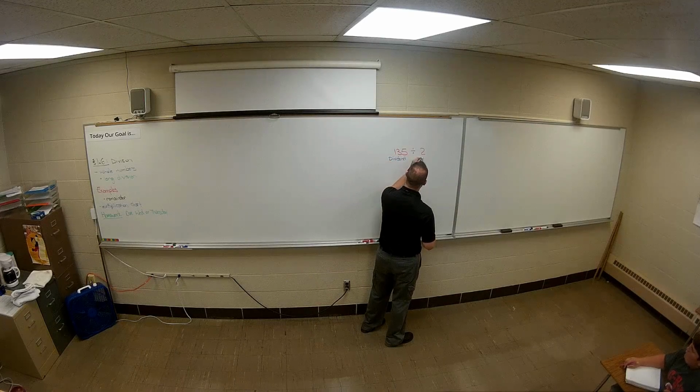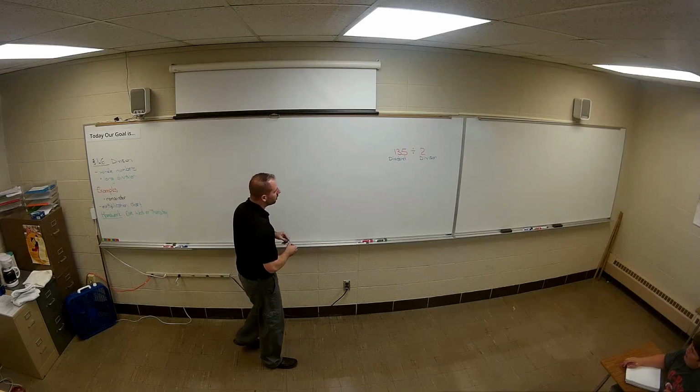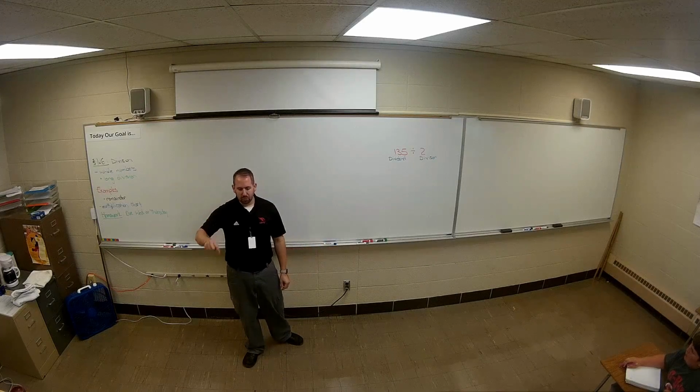And then the second number is called the divisor. That goes on the outside of the house. It gets locked out. It's like they're chasing each other. One gets the house first. Okay, now before we start, will this problem work?